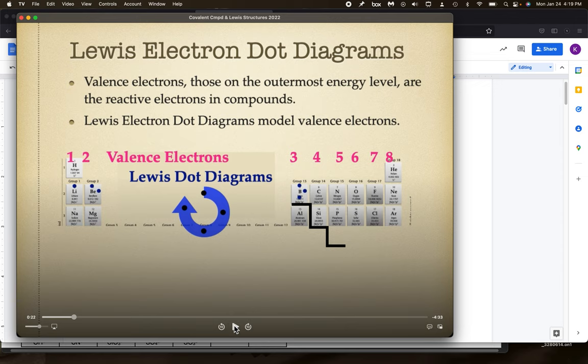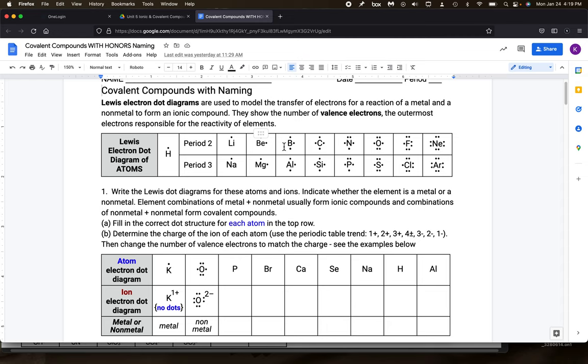So here you'll see that we're adding dots around the outside, and as we add dots around the outside, we eventually get to 8. Once we get to 8, we start all over again. This is shown on the worksheet. As we go across, we add valence electrons, and then we start all over again, adding valence electrons. And it always goes in a circle, so you want to draw them like this.